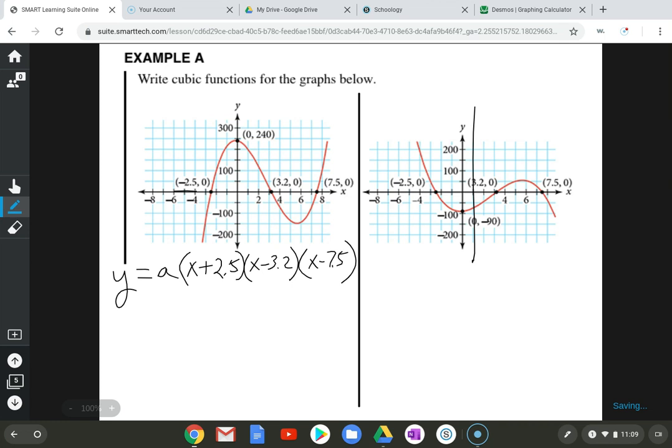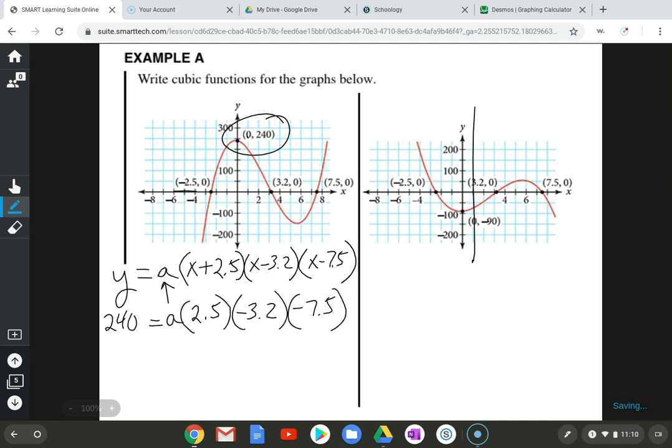And the only other thing that I need to find is this a value out front. So I've got my factors, life is good, but I need to find this coefficient that goes in front, and that's where I use my y-intercept. So when x is 0, y is 240. So I say 240 equals a times, let all your x's become 0, 2.5 times negative 3.2 times negative 7.5.